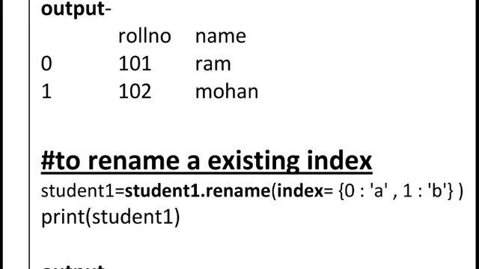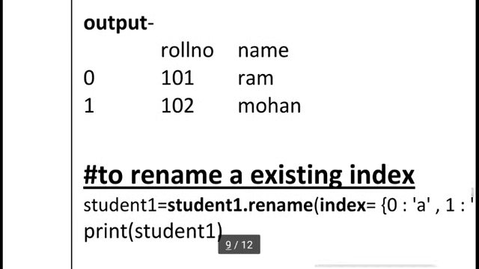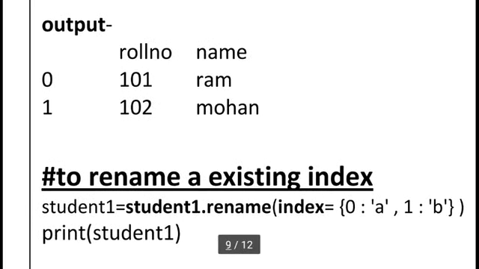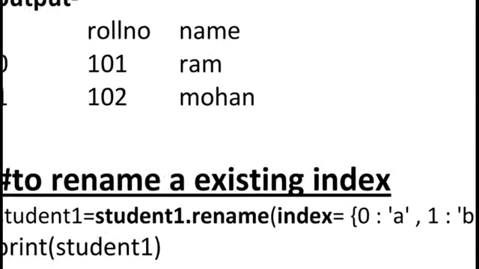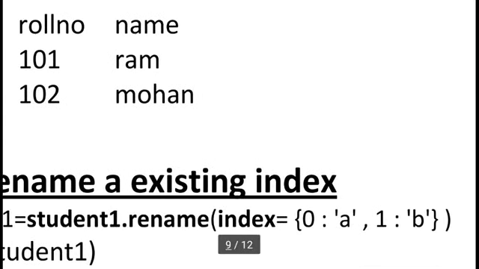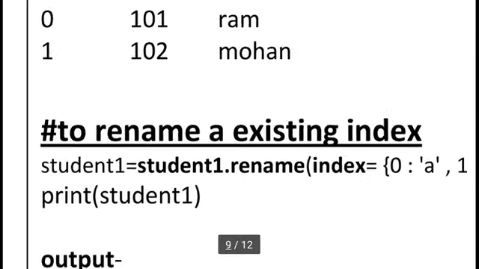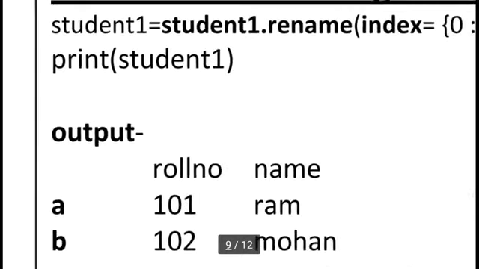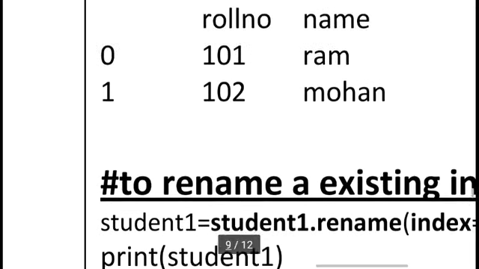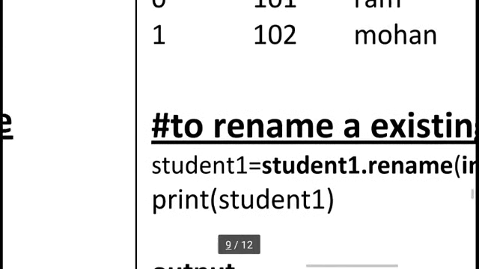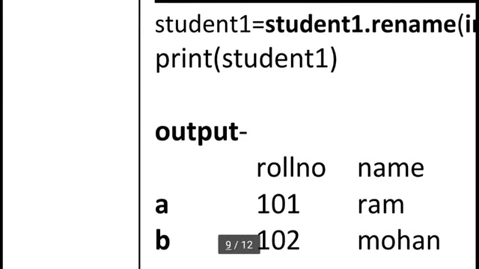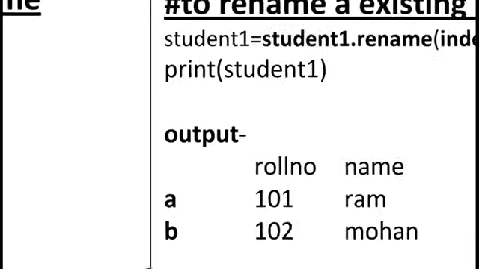So in place of 0 you will see a, and comma, our next index value is 1, so it will change into b. This style of syntax is compulsory to remember, and then we print student1. So you can see here 0 replaced by a and 1 replaced by b. So this is our user defined label index.